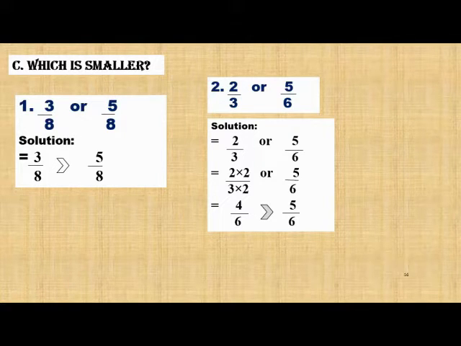By multiplying by 2. If you multiply numerator 2 by 2 and denominator 3 by 2, you get the answer. 2 2s are 4, 3 2s are 6, and 5 upon 6 is here. Now compare the fractions, which fraction is smaller. As you can see, 4 upon 6 is smaller than 5 upon 6, so 4 upon 6 is your answer. These are the questions in which you have to find which fraction is smaller. I hope you all understand.